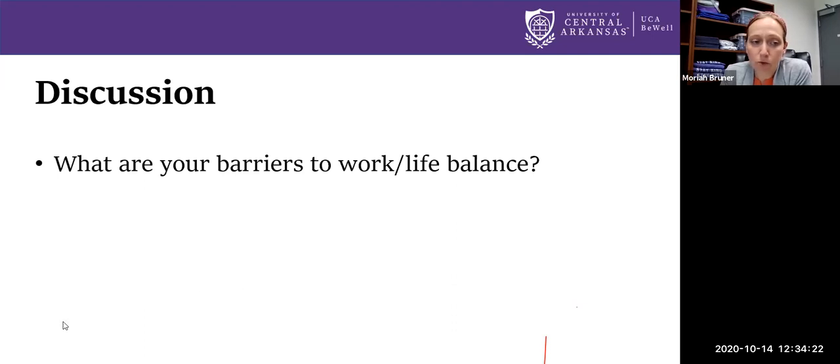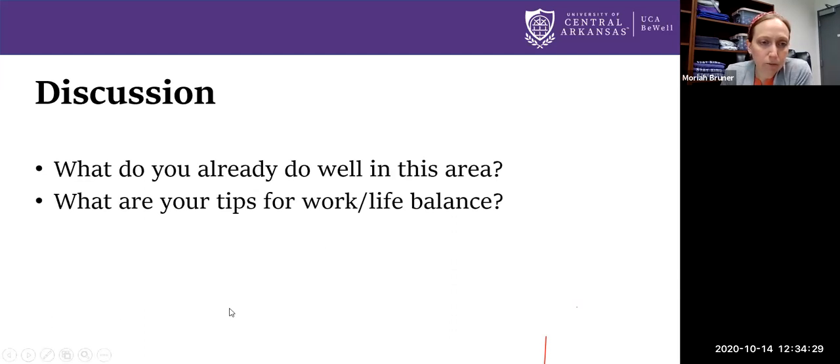Okay, so I also want, this is kind of a negative angle question, what are your barriers? Let's go to the positive. What are we already doing well in this area? What are your tips for work-life balance? We just talked about one, that sometimes you just shut off the email. That's great. Are there any other tips that you have? I know that we're doing things well in this area, so I'd love to hear them.